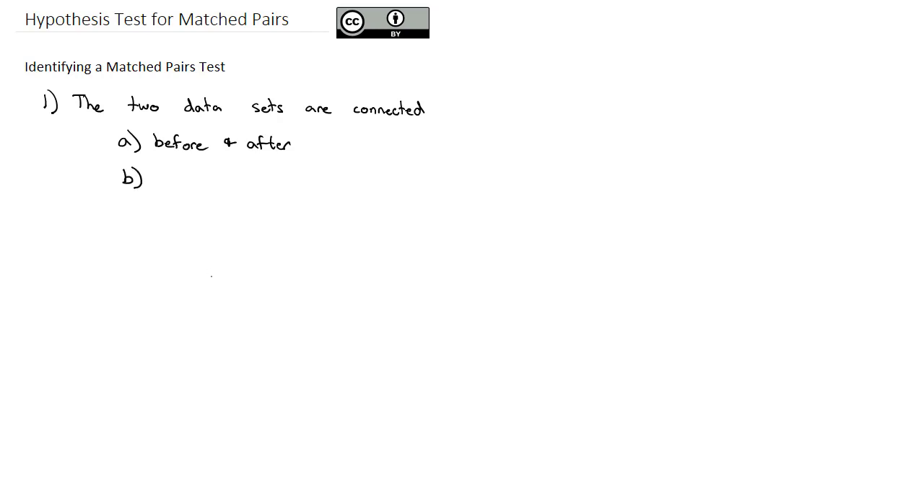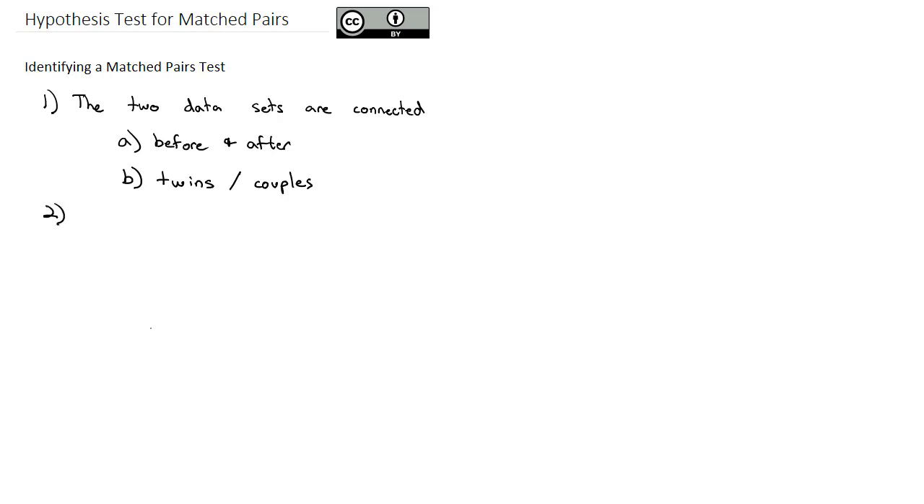The other place that matched pairs comes up at times is when we're looking for relationships between related individuals. Like we want to know if there's a difference between twins, and so we match twins together. Or maybe we want to know if there's a difference between couples, and so we match the couples together. Those type of situations where the data is matched together, we can use a matched pairs test. But the most common time we're using it is this before and after situation.